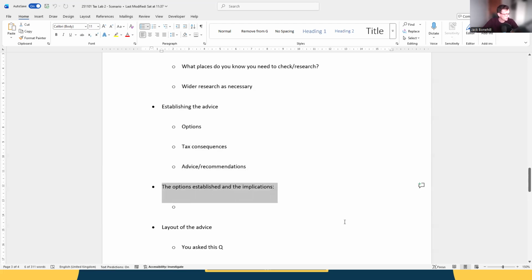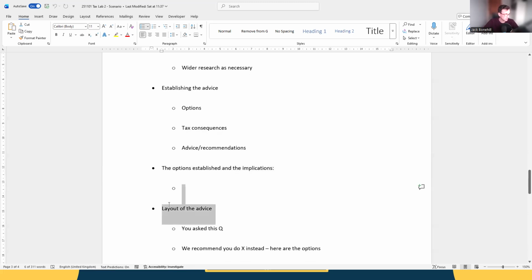Okay, so at this point, we will have had the options established and the implications, and maybe we've got it laid out in some draft form, like roughly what are we going to say to the client, and now we just need to go and write it up. But what's super important, and I think maybe an overlooked area when it comes to writing tax, is before you start writing the advice, taking a step back for a second and thinking about how am I actually going to present this advice to the client? How am I going to lay it out?